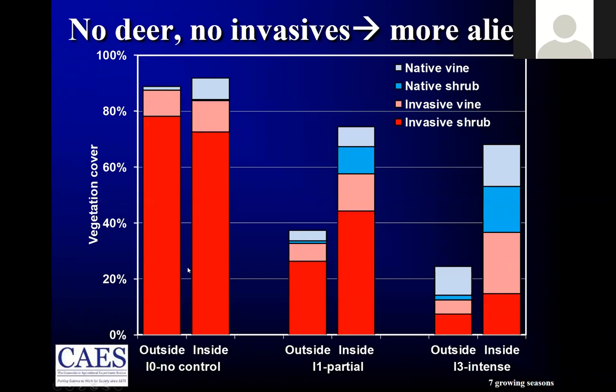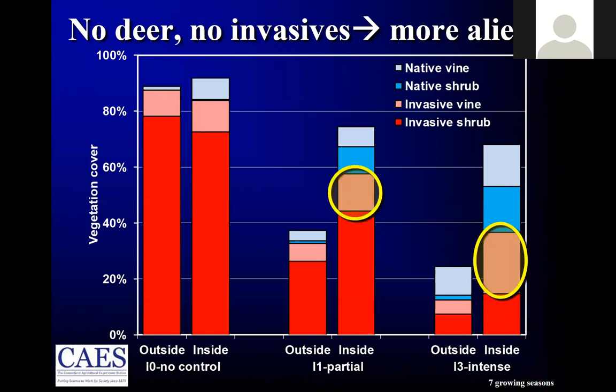So if you look at native vines and shrubs, we'll get the trees in the next slide. Those are the top two bars that are the lighter blue. Where we had no control, those are the ones on the left. Inside and outside, really no change. And the same you'll see with the invasives, no change. Where we just mowed it, if you look at inside, that's the one that says partial and inside, you can start to see a little bit more native vines and shrubs. And then if you look at the intense one where we mowed it and hit with propane twice, you can see more native vines and shrubs coming in.